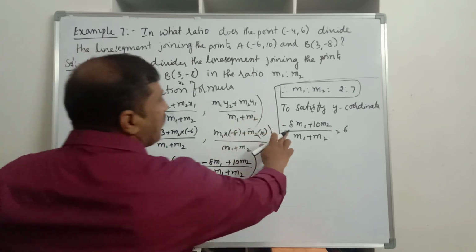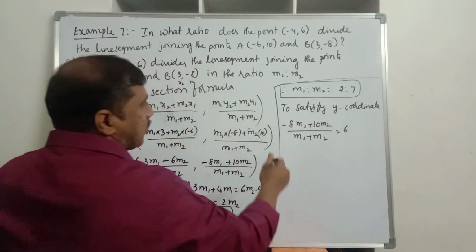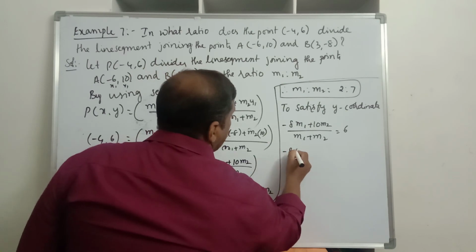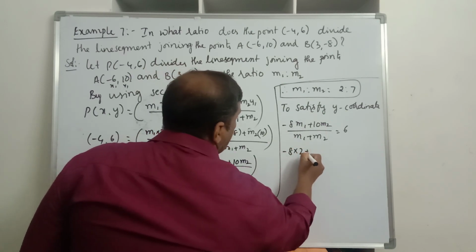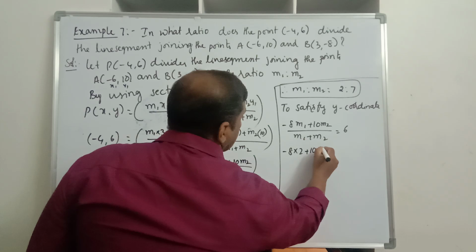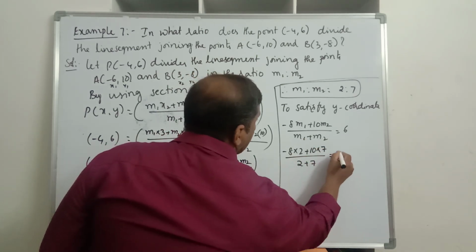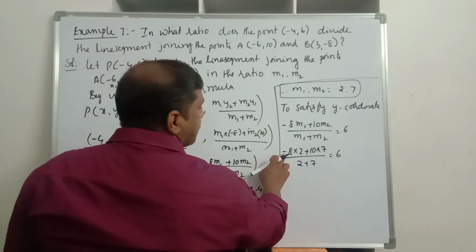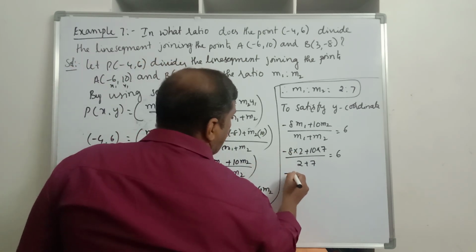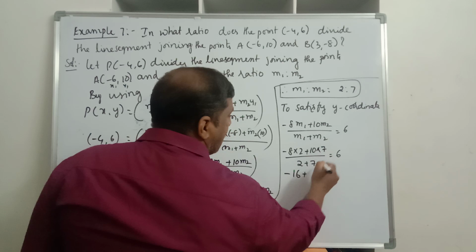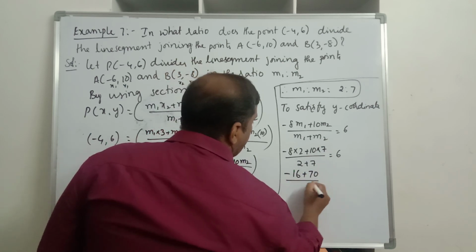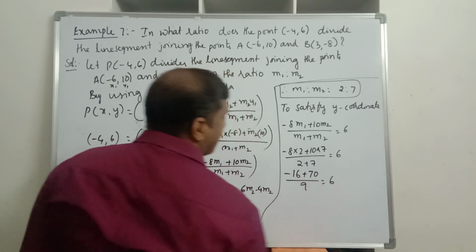So now m1 is to m2, we got 2 is to 7. Therefore, minus 8 into m1, that is 2, plus 10 into m2, that is 7, divided by 2 plus 7, is equal to 6. Minus into plus is minus, 8 into 2 is 16, plus 10 into 7 is 70, divided by 9, is equal to 6.